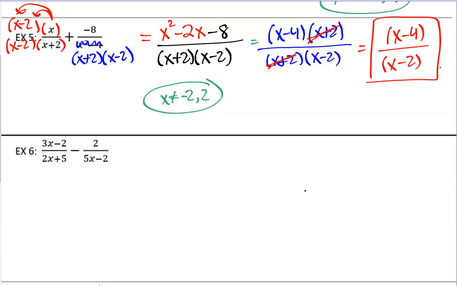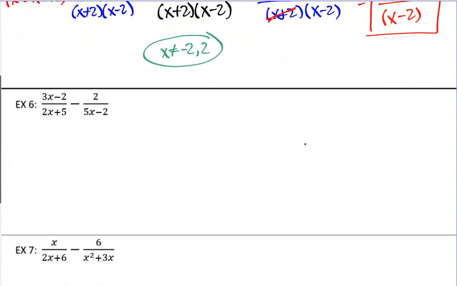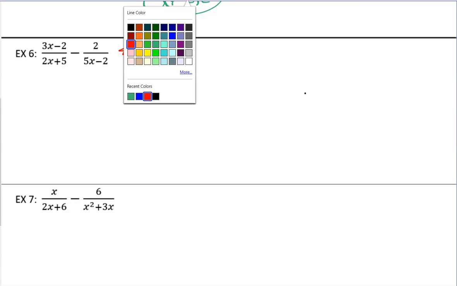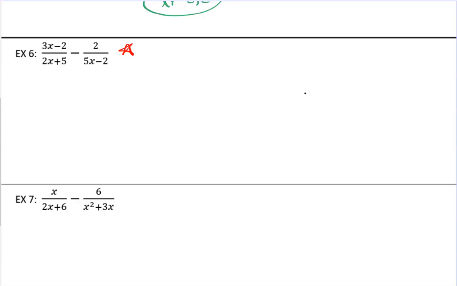All right, two more examples, and they are both going to be subtraction. It is almost the exact same steps. The only thing that is different, okay, I'm going to change the color. Let's make it orange. Okay, the only thing that is different with subtraction.